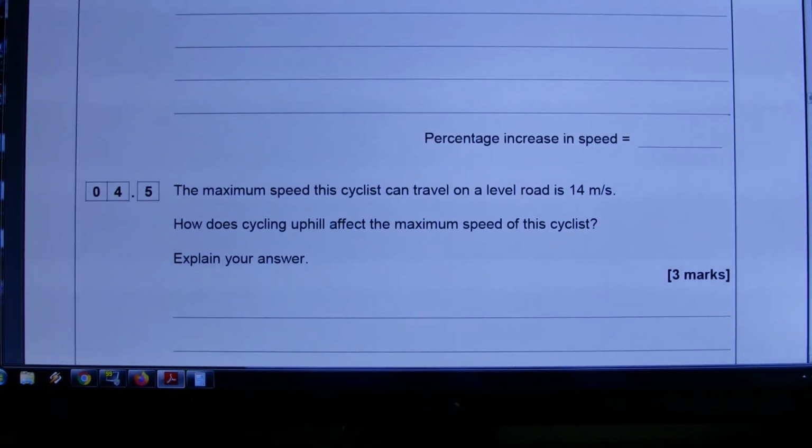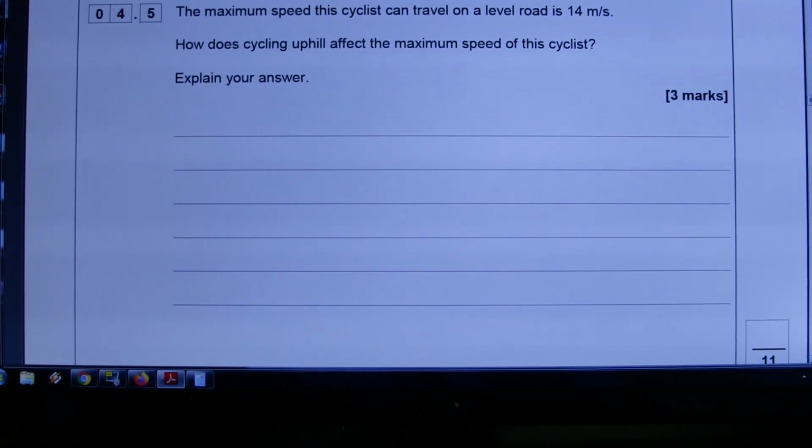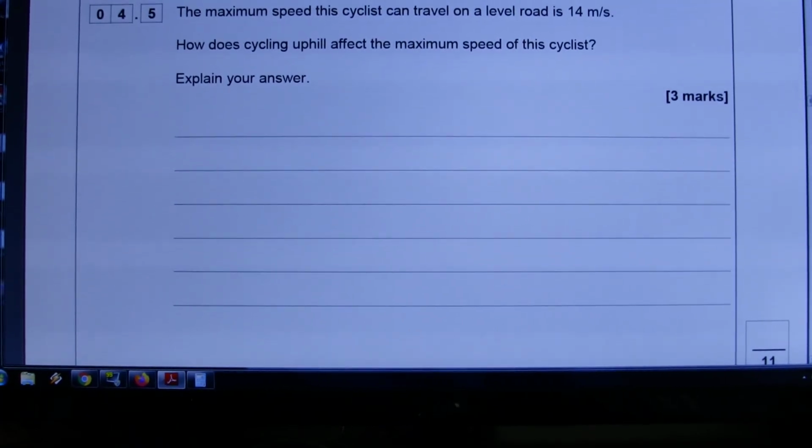The maximum speed the cyclist can travel on a level road is 14 meters per second. How does cycling uphill affect the maximum speed of this cyclist? It'll slow him down because he's having to put energy into increasing the gravitational potential energy of himself and the bicycle at a rate equal to his forward velocity multiplied by the tangent of the angle of that hill. And the rate at which energy is going to gravitational potential energy is a rate of work done, which is energy he can't use, work he can't do, overcoming air resistance.